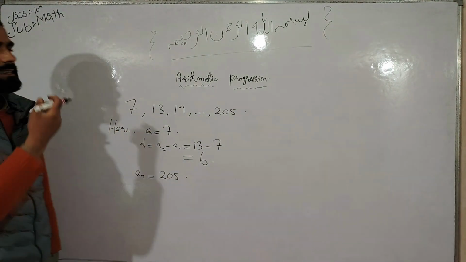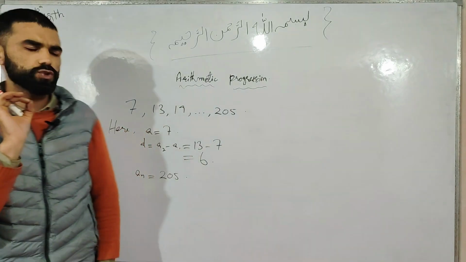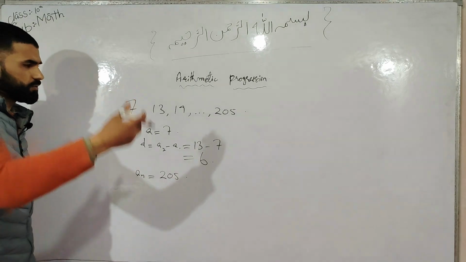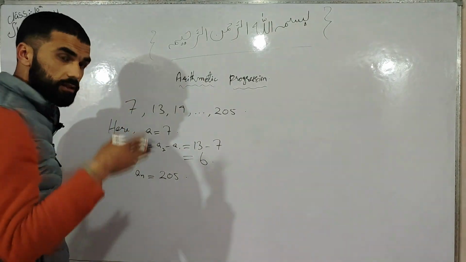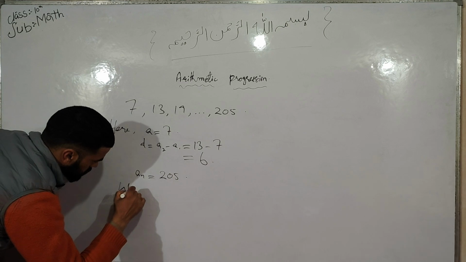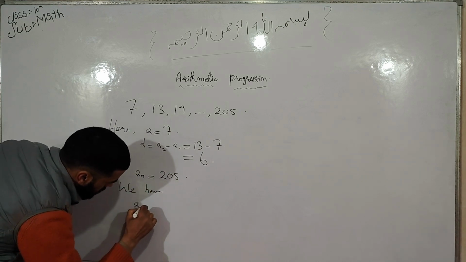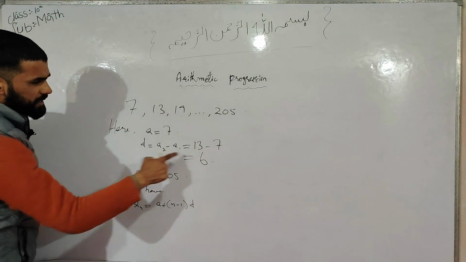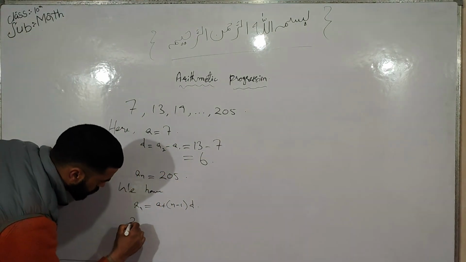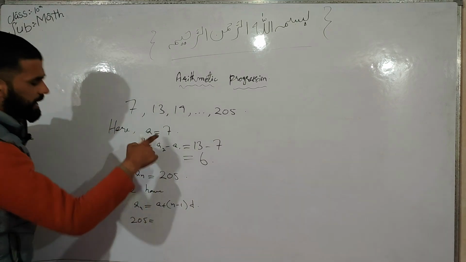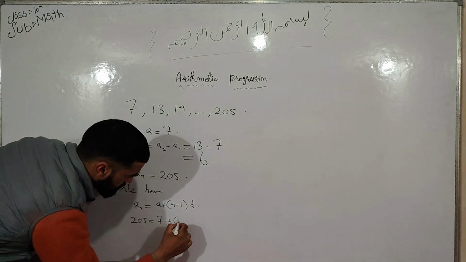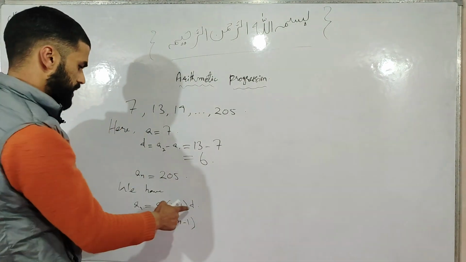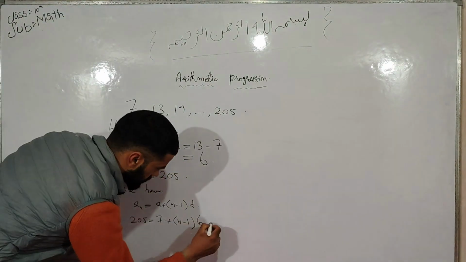Now we need to find the number of terms in the following AP. You have to just use the formula an is equal to a plus n minus 1 into d, which is the general term of the AP. So we have an is equal to a plus n minus 1 into d. Here an is 205. So 205 is equal to a. What is a? a is 7 here. Plus n minus 1. n is unknown. ये तो निकालना है हमें. n is unknown. यही find out करना है हमें. This is the variable here. So d. What is d? d is the common difference, and that is 6.